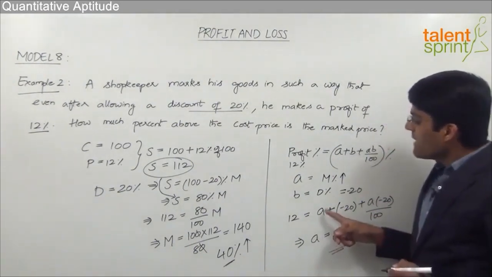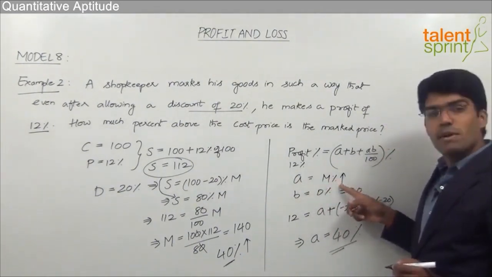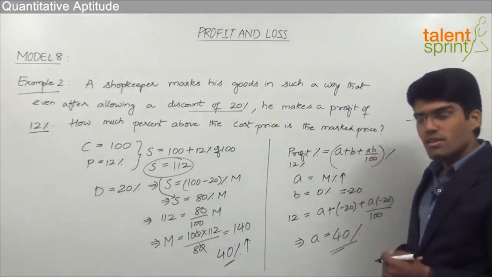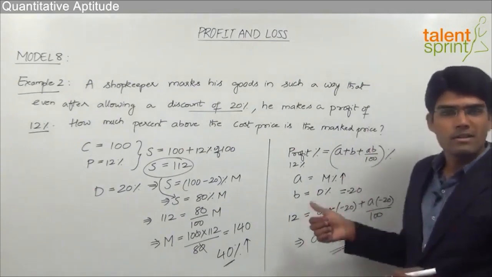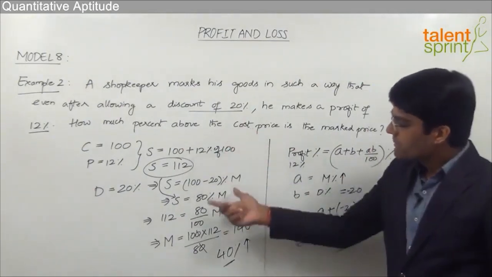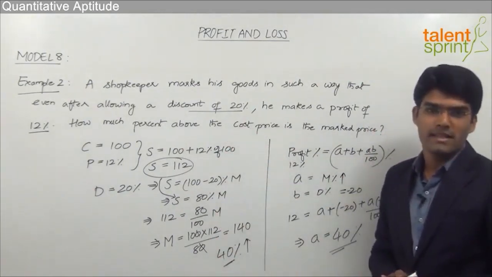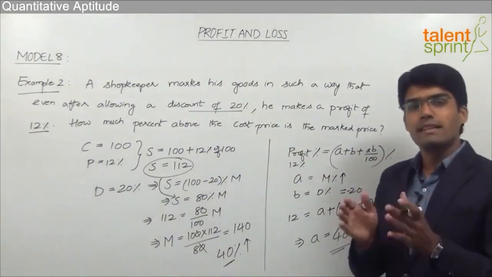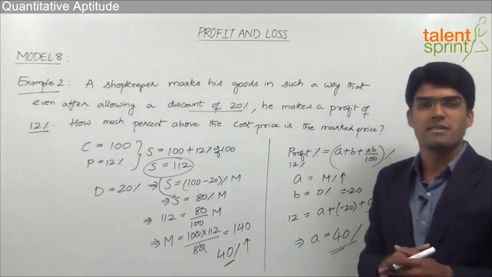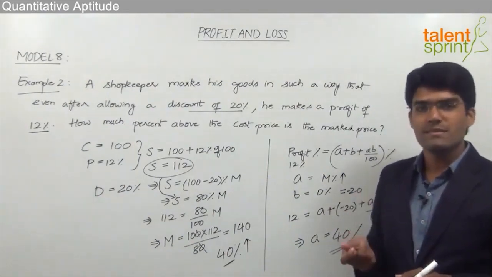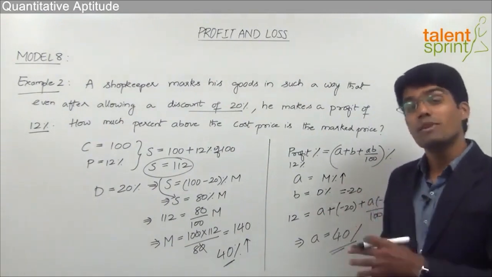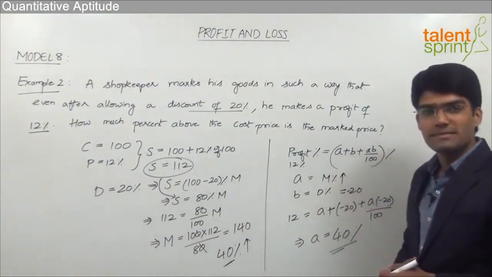So very clearly, A, which is nothing but the percentage by which the marked price has been taken above the cost price, is equal to 40%. So either you go by the concept of net or effective percentage or simply assume that the cost price is 100 to get the answer. But remember, when you use net or effective percentage, the net or effective percentage is the profit percentage and A is the percentage by which the price has been marked up and B is the discount percentage, which should be taken in terms of a negative sign.